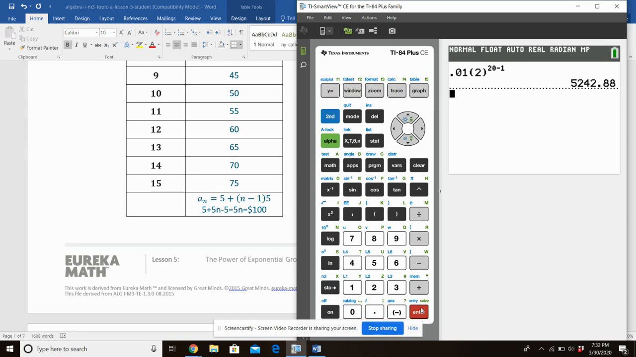$5,242.88. Honestly, if somebody told me that was my late fee, I think I might just drop dead right on the spot. $5,000. Are you kidding me? That is nuts.